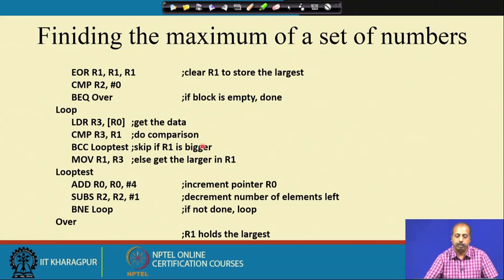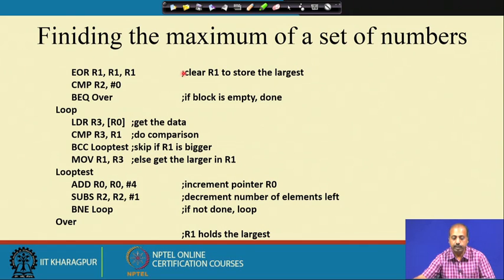This is an example program for finding the maximum of a set of numbers. The R1 register, we first clear it, so that it will hold the largest number. So, you XOR R1 with R1 and the result is also R1. Then the R2 register. I assume that the numbers are stored in an array, and the R0 register points to the beginning of that block.